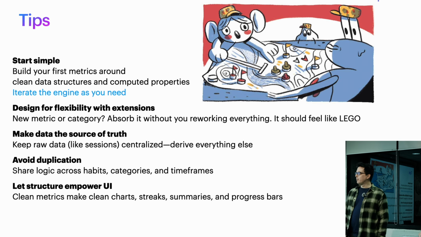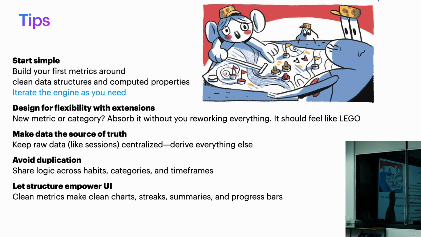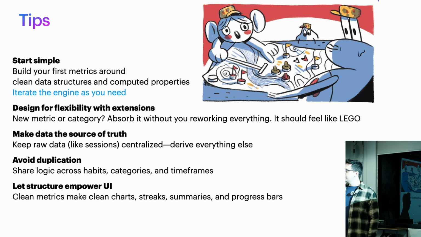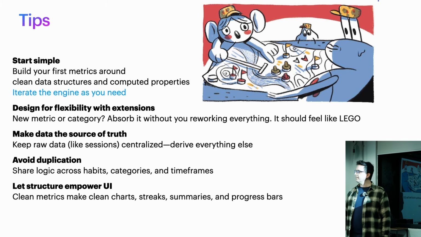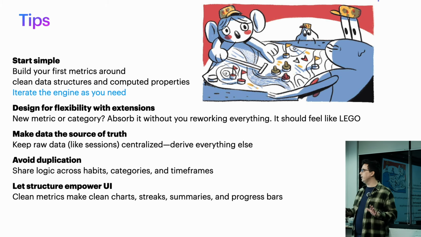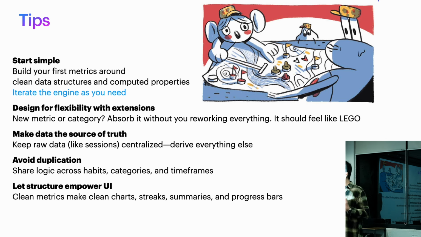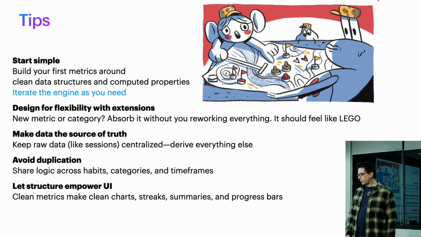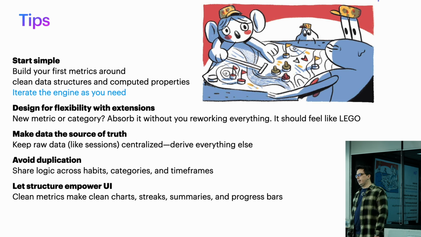And so here are some tips. You just need to start simple. You build your first metrics around clean data structures and computed properties, and you iterate as needed. Keep flexibility in mind. Just use extensions on the statistics. And when you have a new metric or category, you should just absorb it without reworking everything. It should feel like Lego, like we saw. Make data the source of truth. Avoid duplication. That's common advice. And let the struct empower your UI.